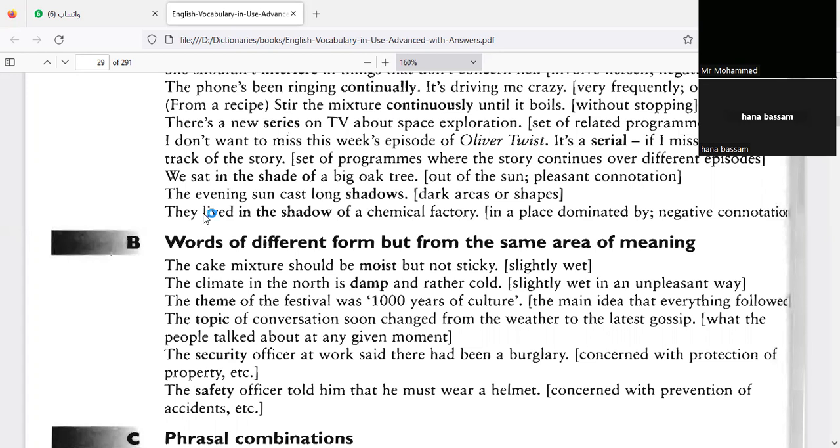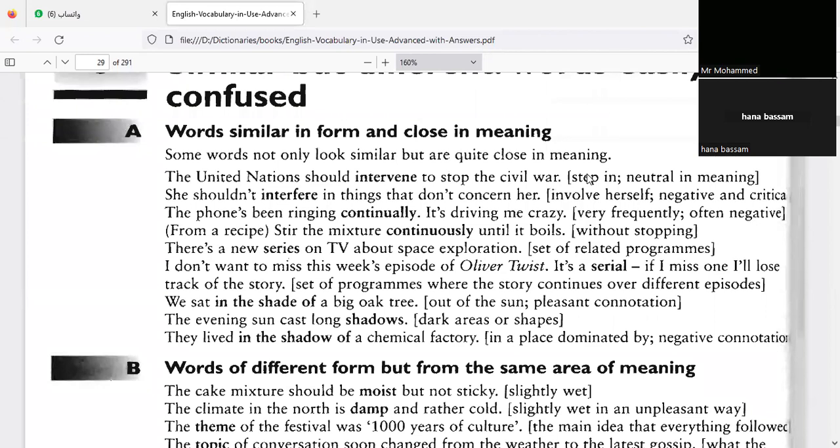If we move to the second example, they live in the shadow of a chemical factory. In the shadow of means in a place dominated by a chemical factory. So it conveys a negative connotation. So in the shade of and in the shadow of are near in meaning, but the first conveys a positive meaning, while in the shadow of conveys a negative connotation. Okay, Hannah?